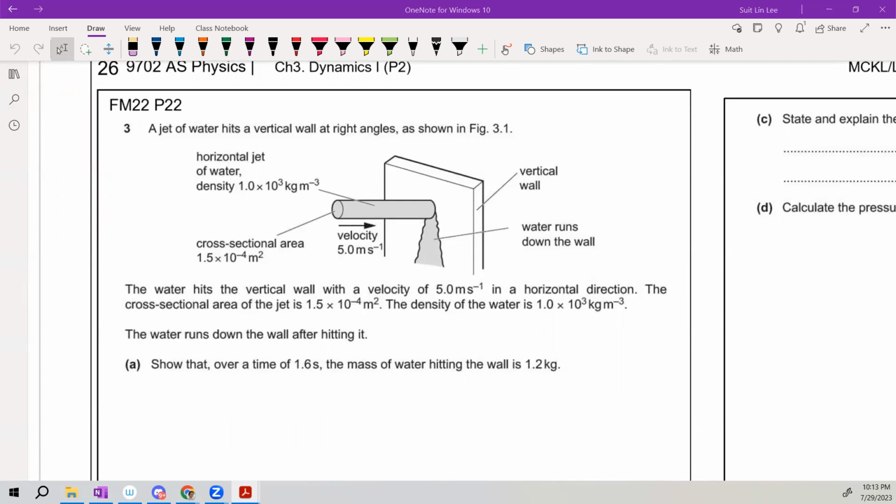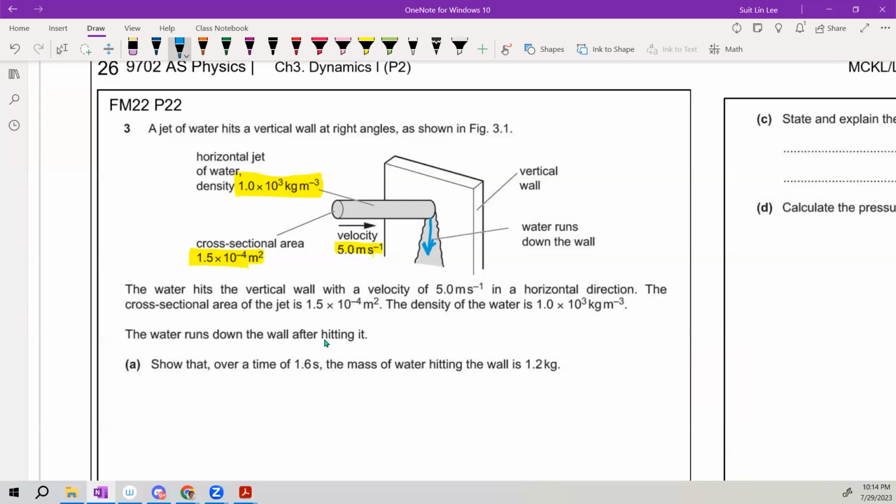Okay, so here we have a bunch of water hitting the wall at right angles. Very strange, but okay. And then it has this density. So normally proportion question will start with density. And also this cross-sectional area. So it's going to hit it at a velocity of 5 meters per second. Then after that, the water is just going to immediately run down the wall. So I guess all the momentum is gone.